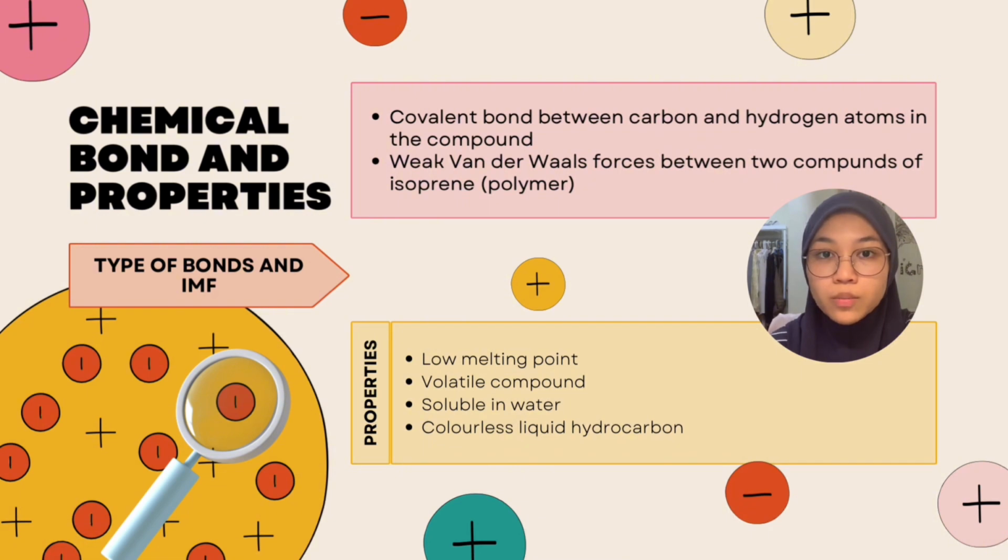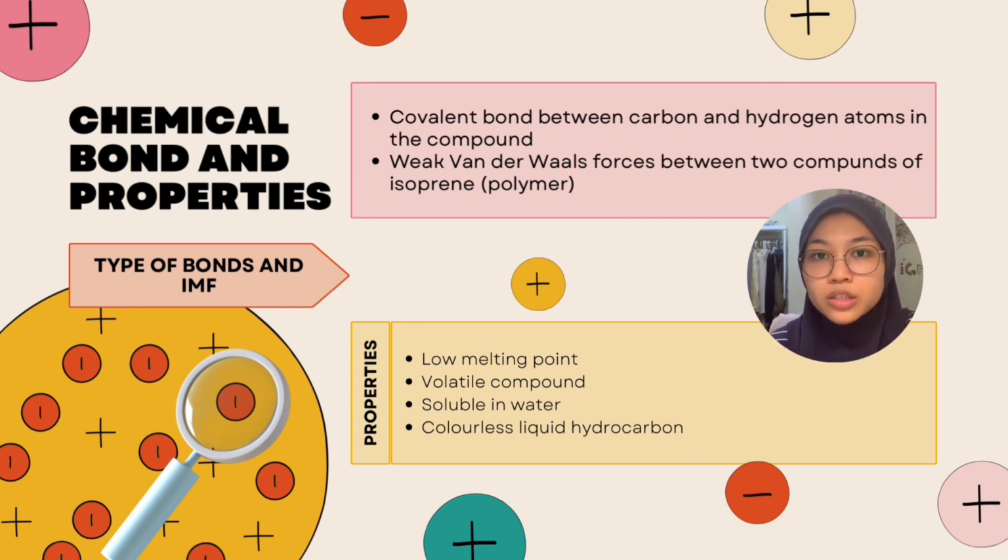In this molecule, there is only one type of bond, which is the covalent bond. The covalent bond exists between carbon and hydrogen atoms in the compound. Now, how about its properties? We know that isoprene has a low melting point, is a volatile compound, is a colorless liquid, and is a hydrocarbon. Why is it a hydrocarbon? Because it only has carbon and hydrogen in the molecule.